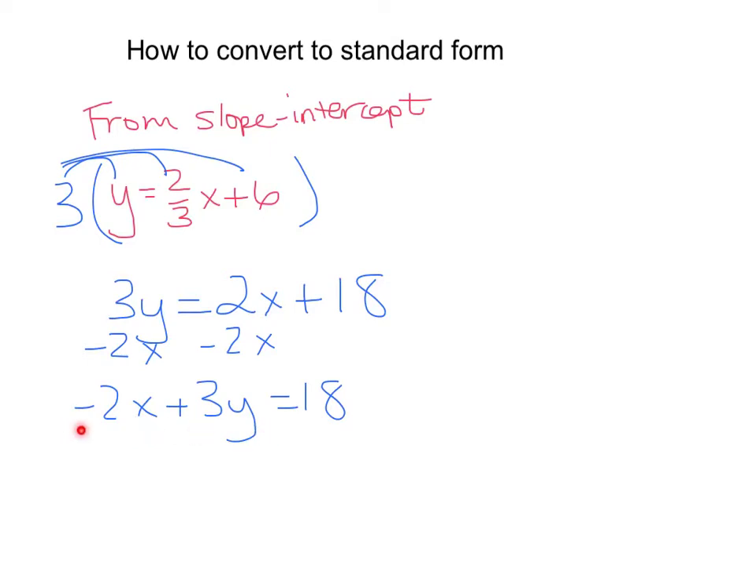If you don't like to start with this negative, one of the things you can do is multiply this whole equation now by -1, which will give us 2x minus 3y equals 18. You don't have to do that, that's an option. So either this blue equation or this red equation, they're both in standard form and they're both great.